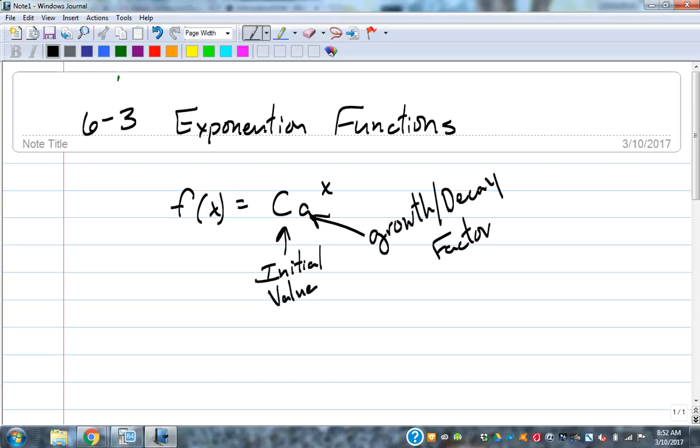The growth factor, growth or decay factor. Growth factor, it's going to be a bigger number. Decay factor, it's a small fraction. It's a big number, it's going to grow. It's a small number, it's going to decay. That's how that's going to be indicated. X is your variable. That's just going to be the exponent on that.